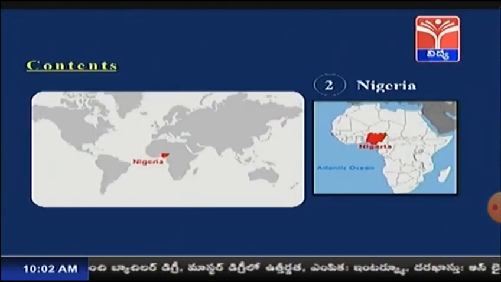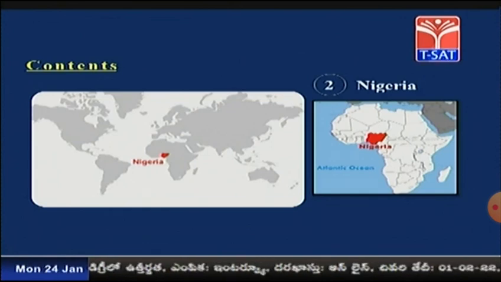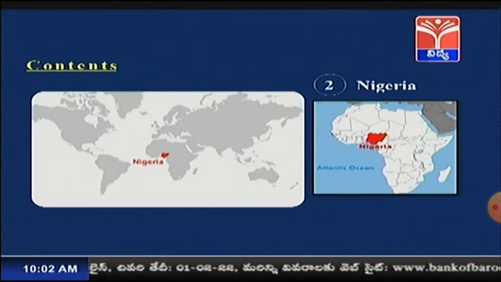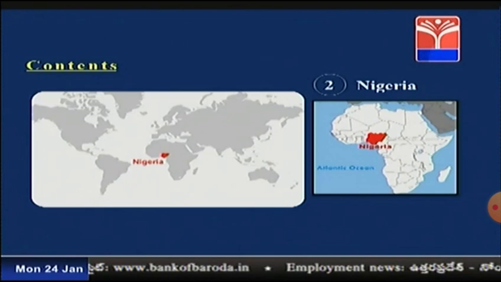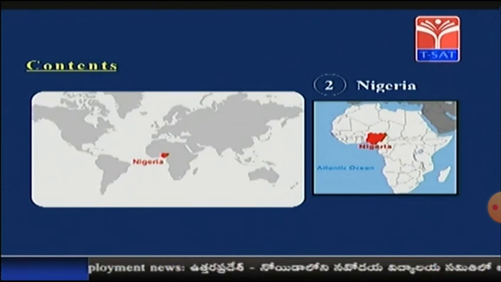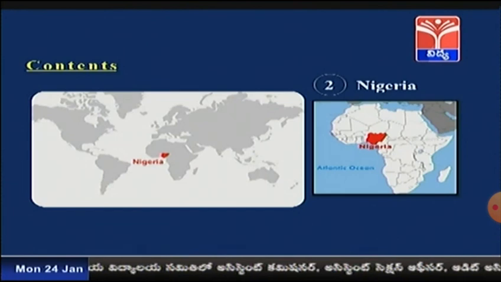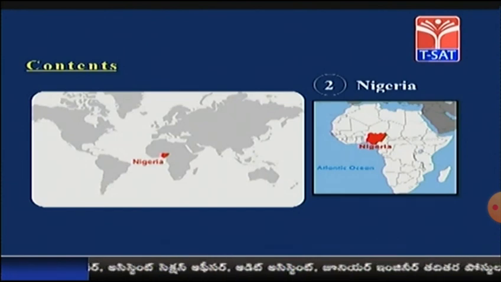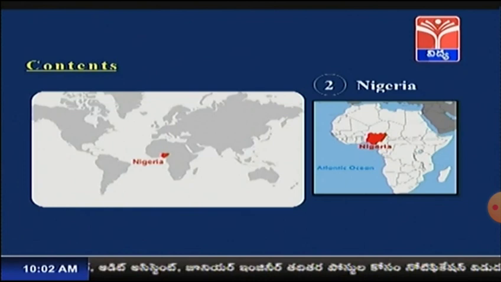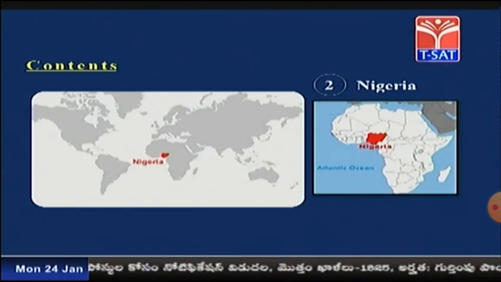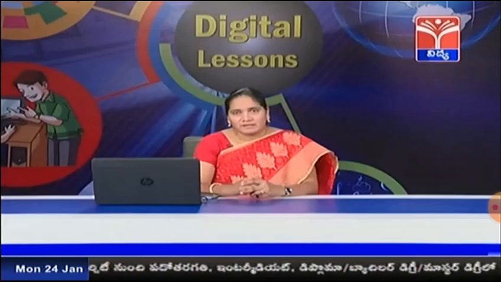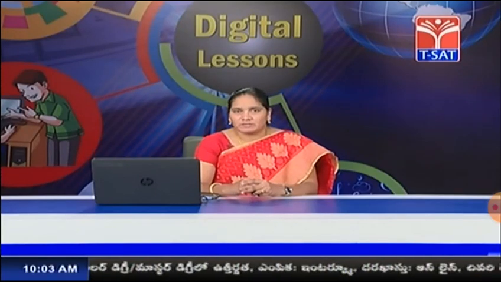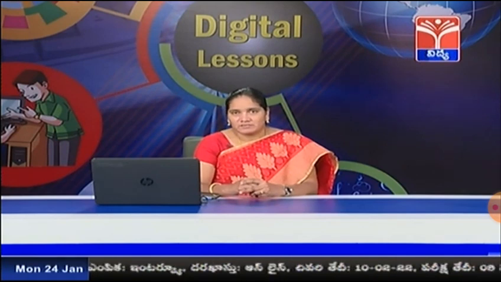Students, look at this map. You can locate Nigeria in this world map. It is located in the west coast of Africa. We were learning about the countries which were under colonialism and fought against the colonial rule and domination of European powers. Already in the previous session, we learned about China, an Asian country, and in this session we are going to learn about this African country, Nigeria.